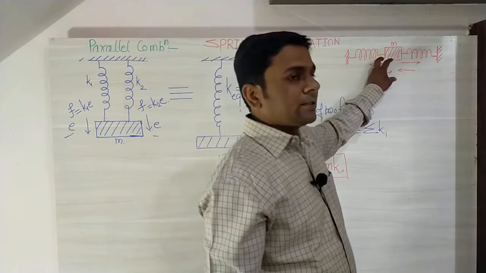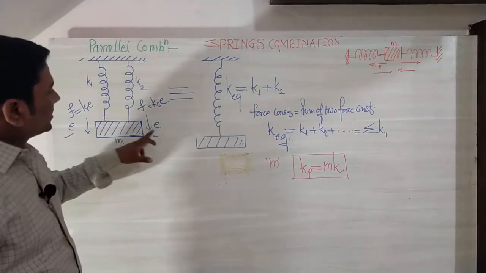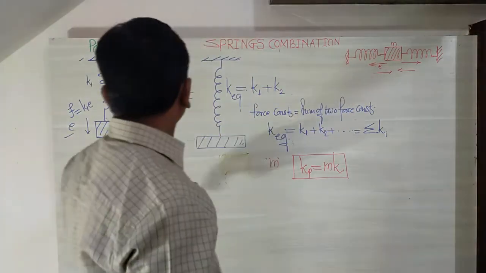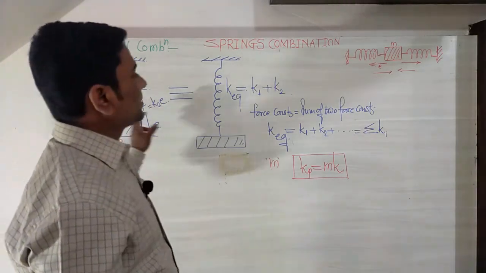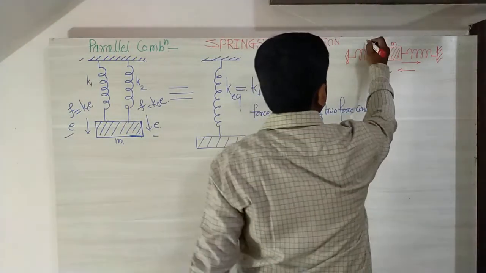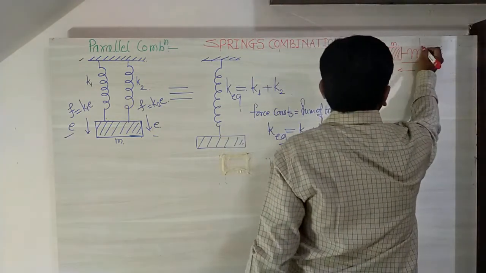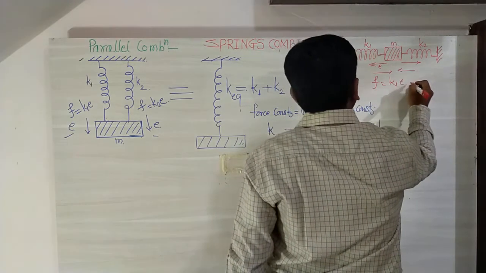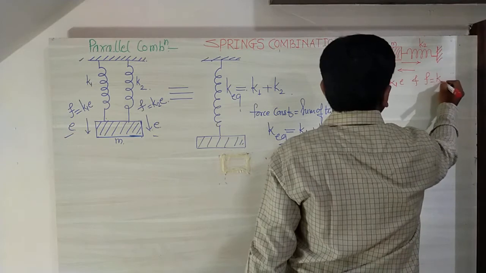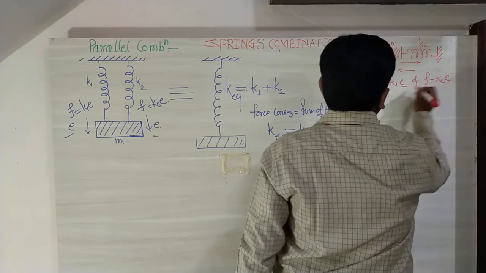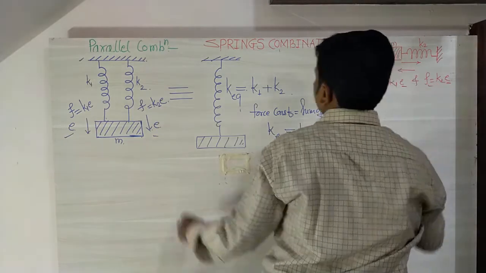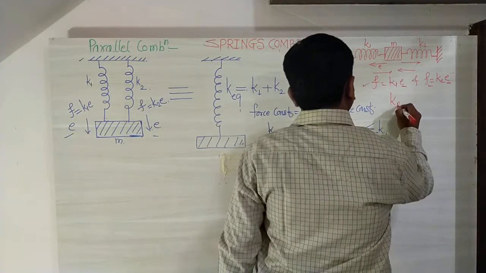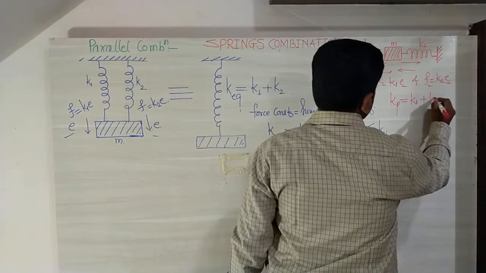So the extension is the same, and this situation is also called a parallel situation. Suppose the first spring has force constant K1 and the second spring has K2. Then F is equal to K1 e in the first and F is equal to K2 e in the second, meaning the extension in both springs is the same. So this is also a parallel situation, and K in a parallel combination is equal to K1 plus K2.